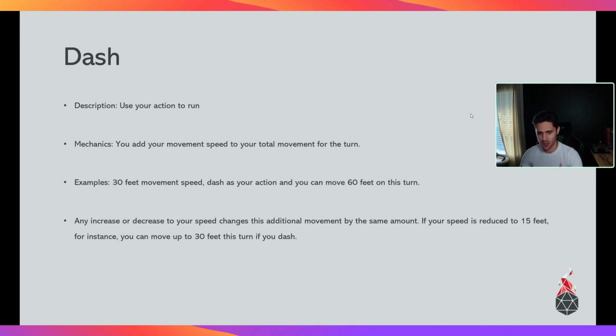And that's relevant because any increase or decrease in your speed changes what dash gives you. So it gives you your movement speed again. If you are halted for whatever reason, someone has a spell on you, there's an effect on you that reduces or increases your movement speed, such as if your speed is reduced to 15 feet on this turn. If you dash, you'd be able to move a total of 30 feet on this turn. You don't get your original movement speed every time you dash. You get your current movement speed again on your turn.